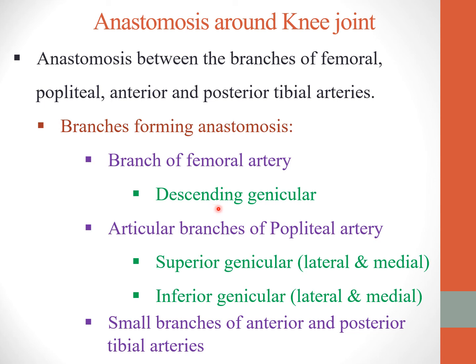So this descending genicular artery descends downward and it anastomoses with the arteries which are the branches of the popliteal artery as lateral superior genicular, medial superior genicular, lateral inferior genicular, and medial inferior genicular. So these are four genicular branches from the popliteal artery which anastomose with the descending genicular artery and small branches of anterior and posterior tibial arteries, and combinedly they all form anastomosis around the knee joint.